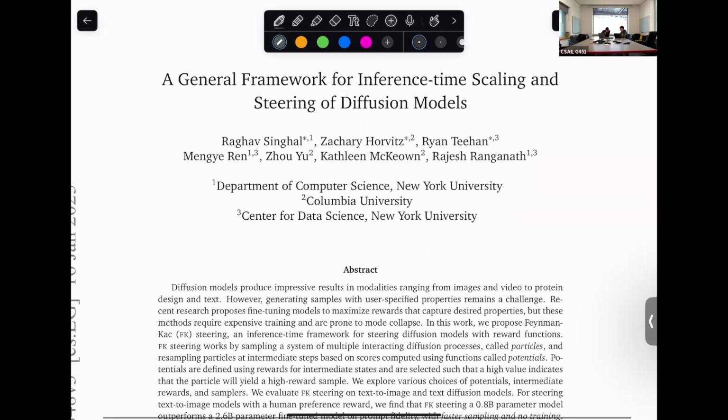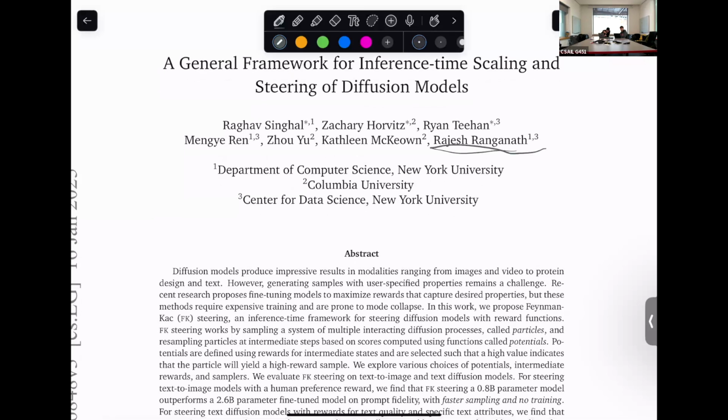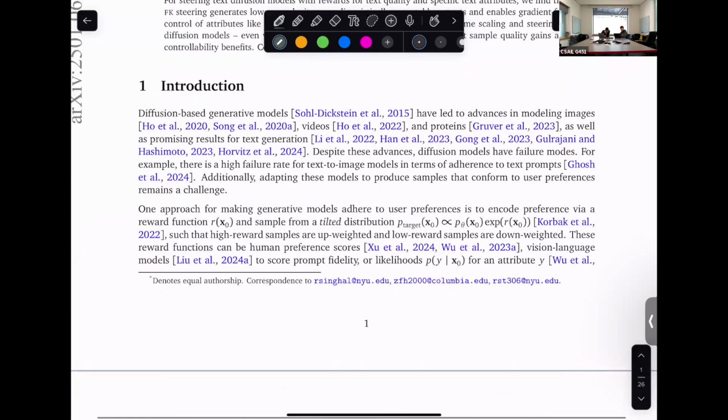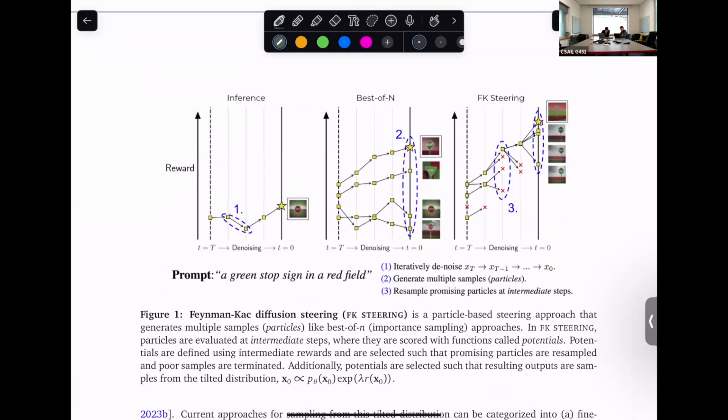All right, ready? A General Framework for Inference-Time Scaling and Steering of Diffusion Models is the paper from our friends of the sun, who we've also had here at some point. And yeah, I think this figure here explains rather nicely what's going on, but not what we want to do. So Ezra, what do we want to do?